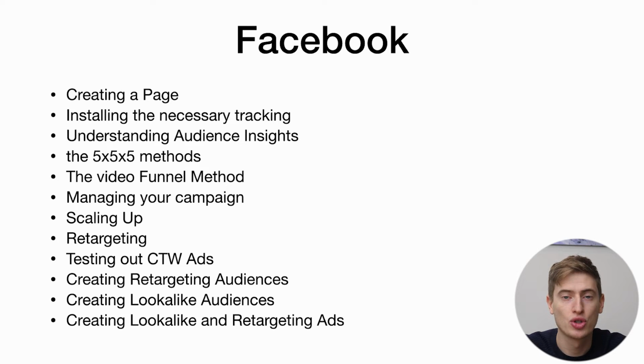Scaling up is simple. You want to increase your budget by 50%. So if you've put $10 per day in, don't double it to $20, just put another $5 in and only do 50% a day. Otherwise you'll end up paying a lot more per click, and you don't want to do that. You want to keep your clicks low.